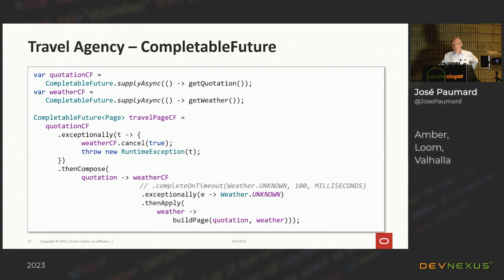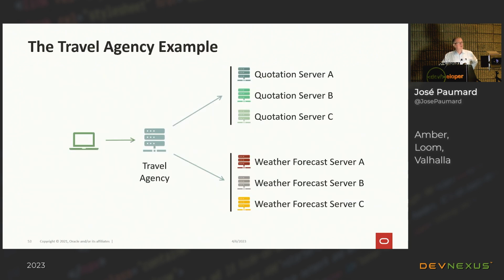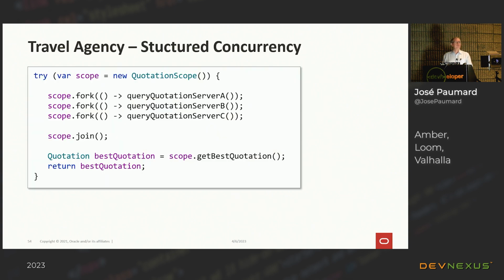Because the real problem you want to solve is this one. You want to query several quotation servers and take the best one, the best price. And you want to query several forecast servers because you want to have the weather forecast as soon as possible. So just like some kind of DNS server, for instance. Well, this is the kind of code that the Structured Concurrency API allows you to write.